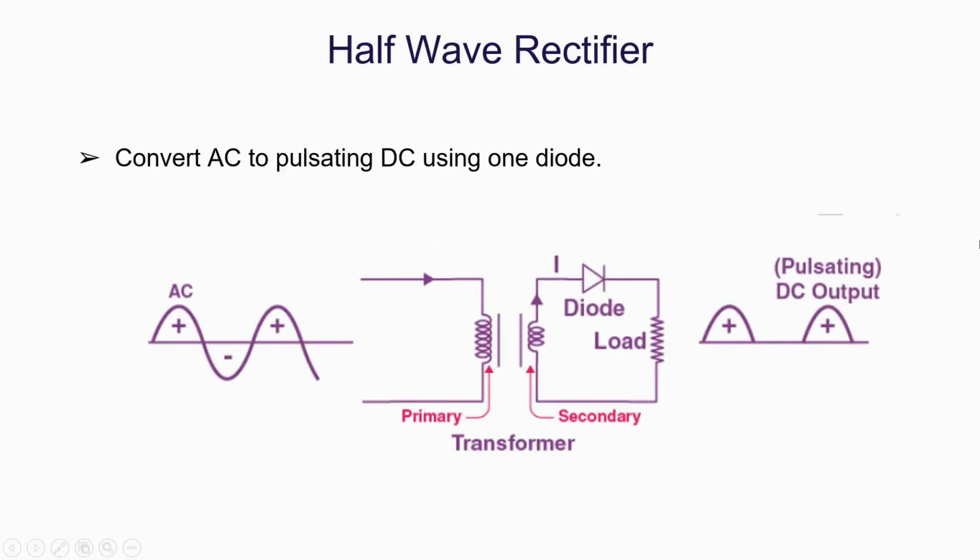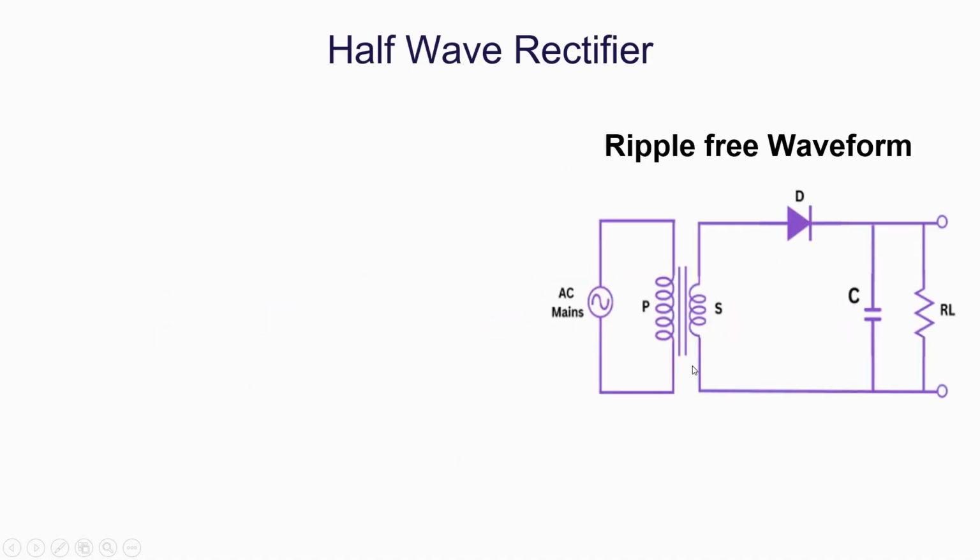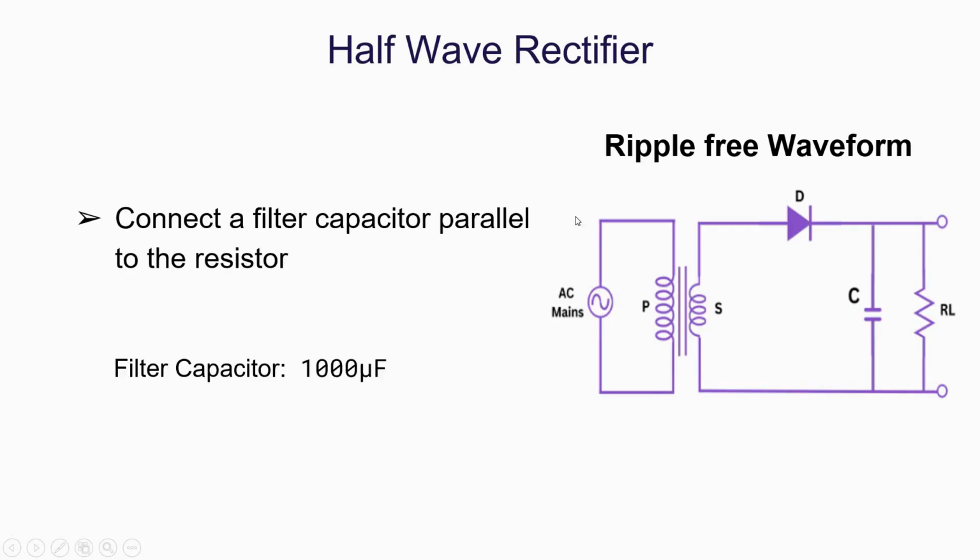Now in this figure we can see there is a maximum ripple that we are getting in the DC output. In order to reduce the ripple of the output waveform, we need to connect a capacitor parallel to the resistor. The circuit looks like this. So this is how we need to connect the circuit to get a ripple-free output, and the capacitor value is about 1000 microfarad. So we are going to do the simulation for both the circuits.